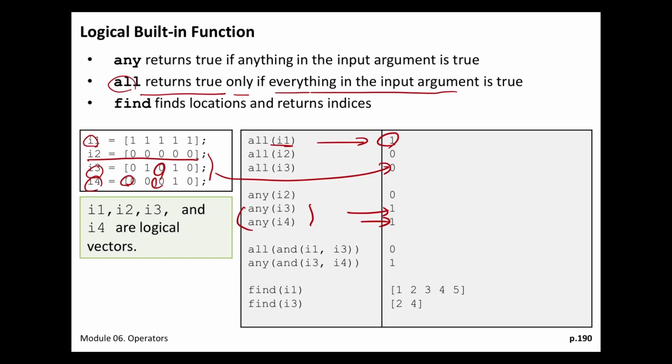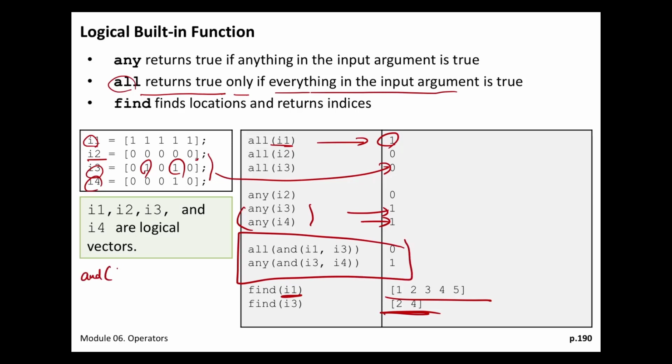Find is the function to return the location of the true in the input argument. So here i1 is all true. So the location is the first, second, third, and fourth, and fifth, right? That's why it gives you this one. What about the i3? The true location is second and fourth. That's why it's 2, 4. Okay, what about this one?